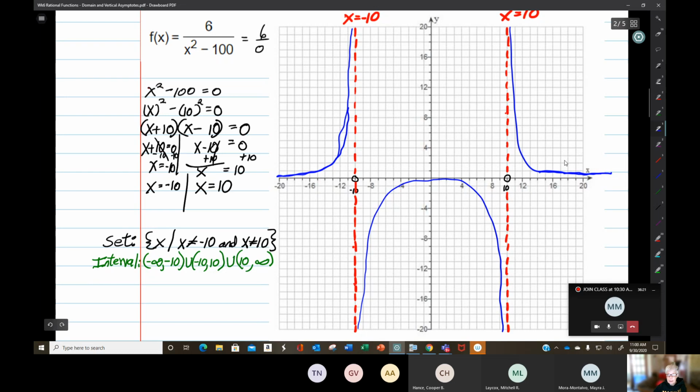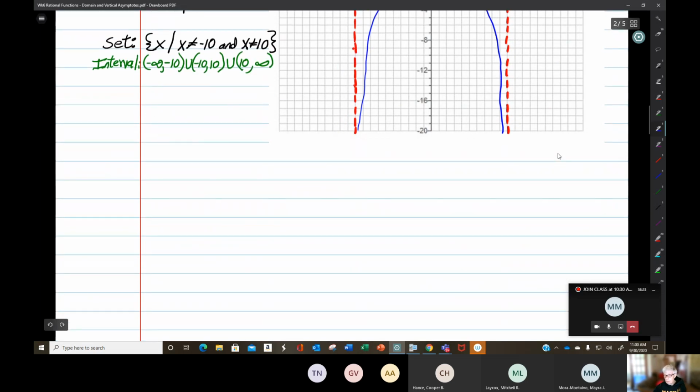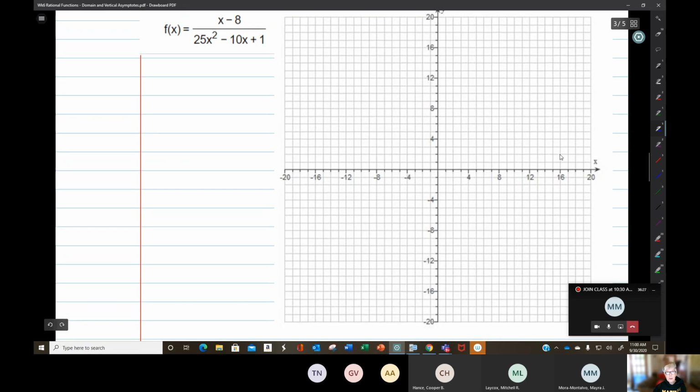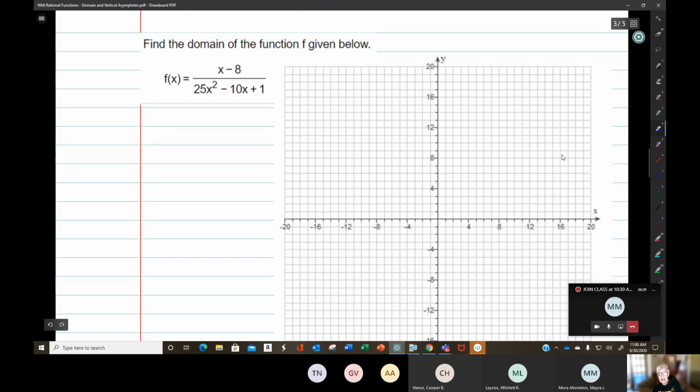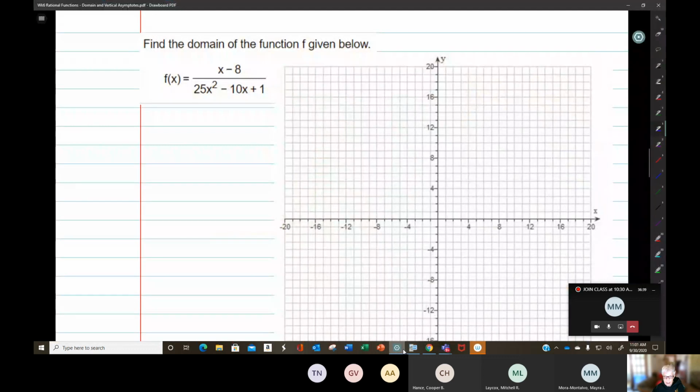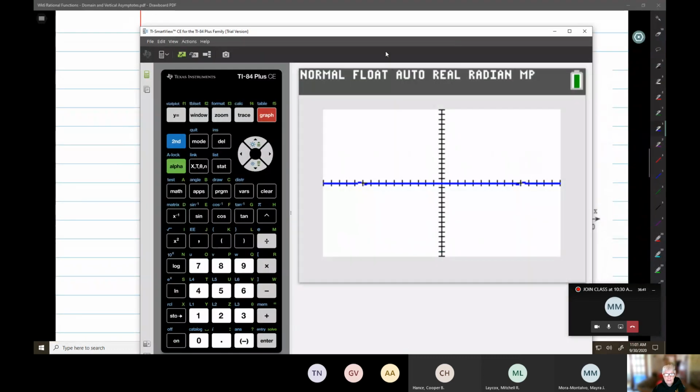Okay, so we will go on. We're not going to let that bother us. We're too tough. Ooh, look at this. That's bad. Let's graph it before we do anything else. Graph. There it is. Okay.